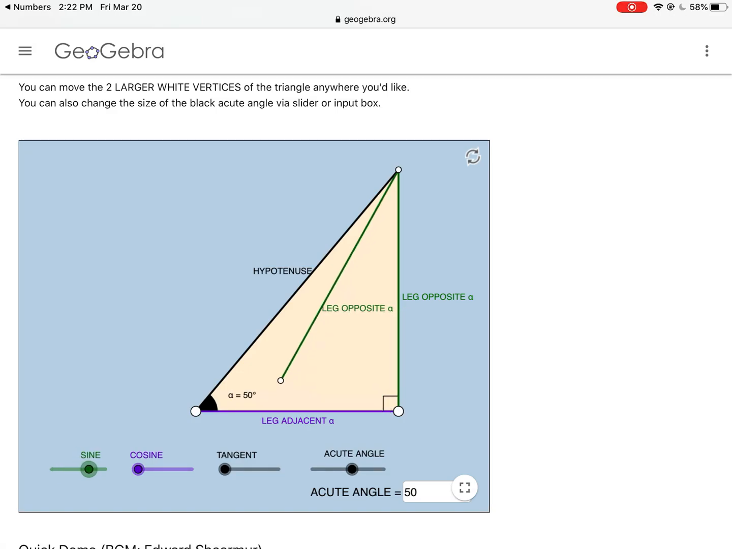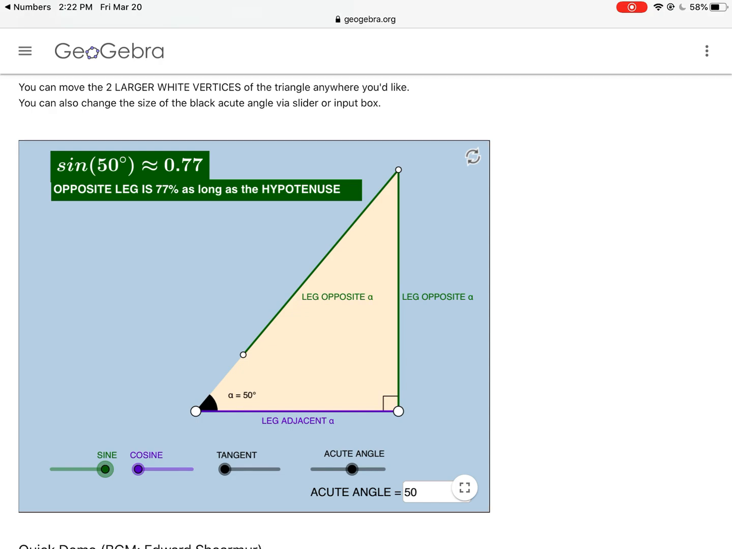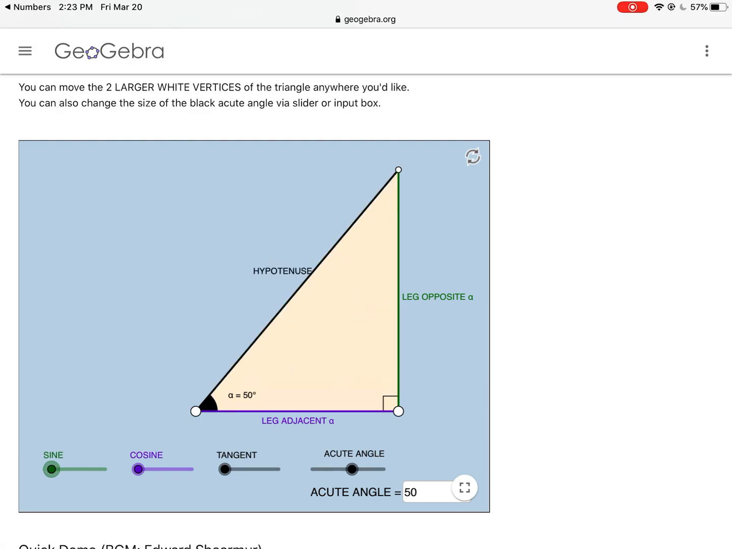Well, when you're dividing those two numbers, you're coming up with a ratio that ultimately gives you the percentage that leg should be in comparison to the hypotenuse. So you can see sine of 50 degrees is approximately 0.77 units, okay, which means in any right triangle with a 50-degree angle, the leg that is opposite it should be 77% as long as the length of the hypotenuse, okay?